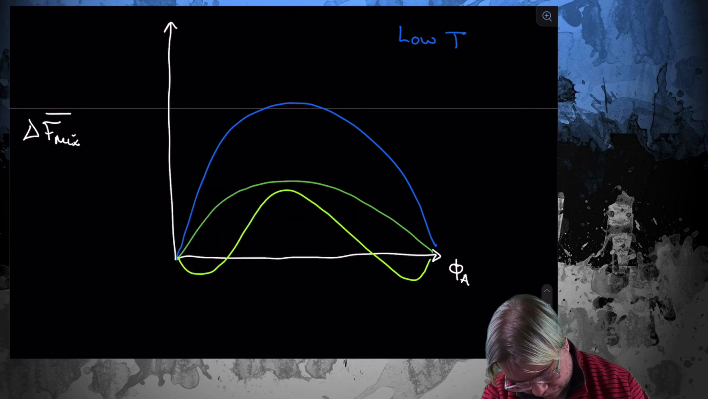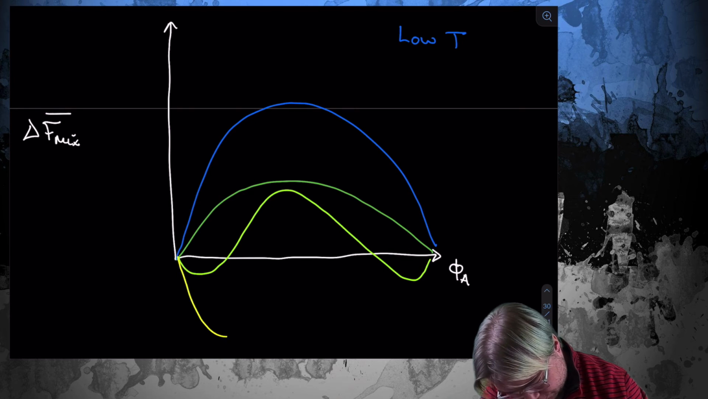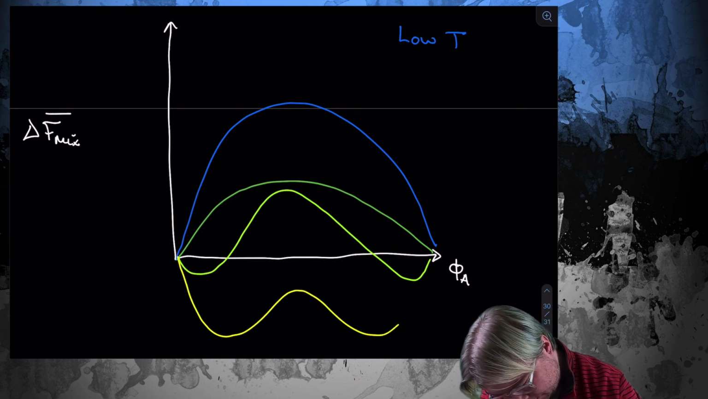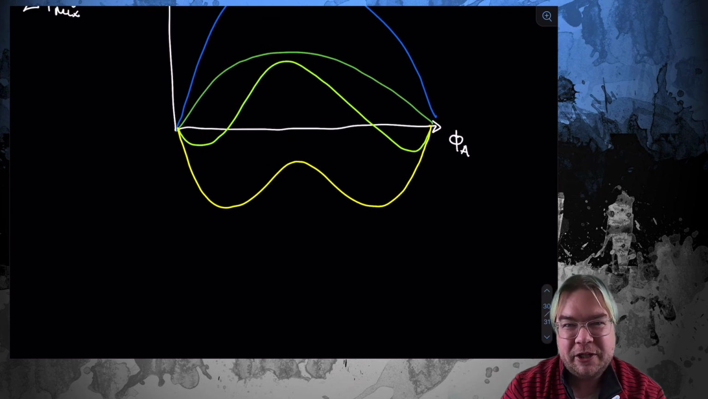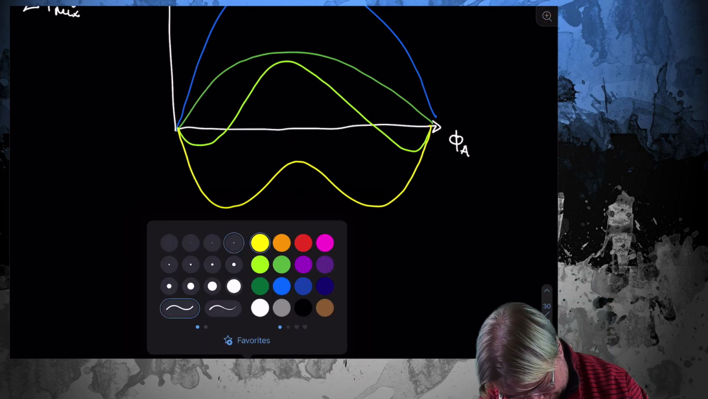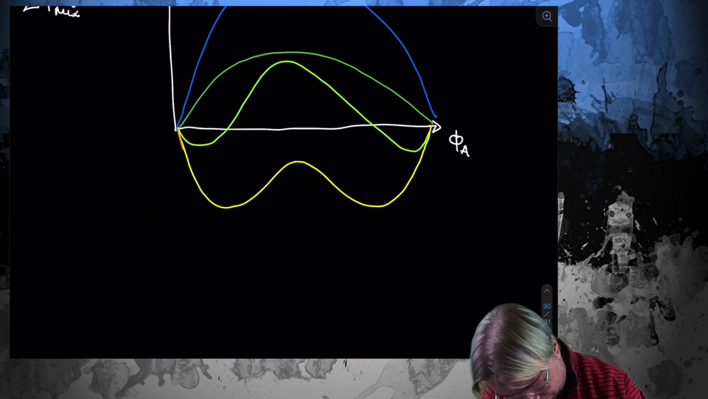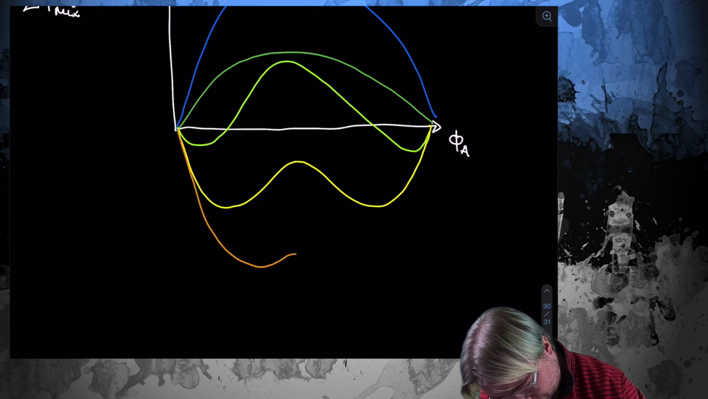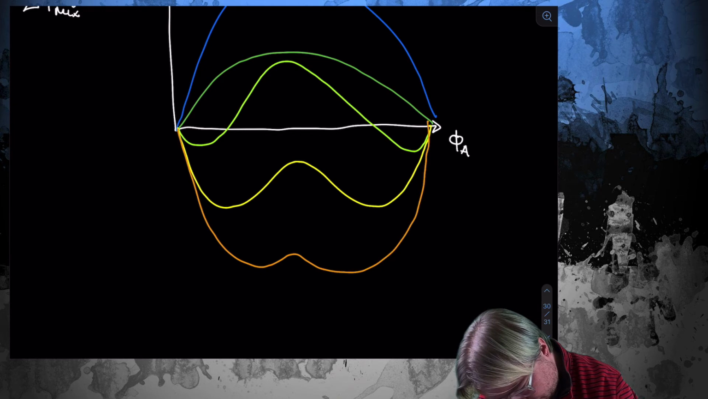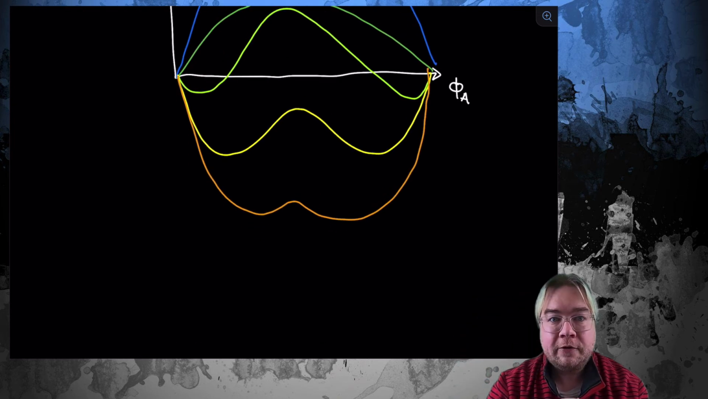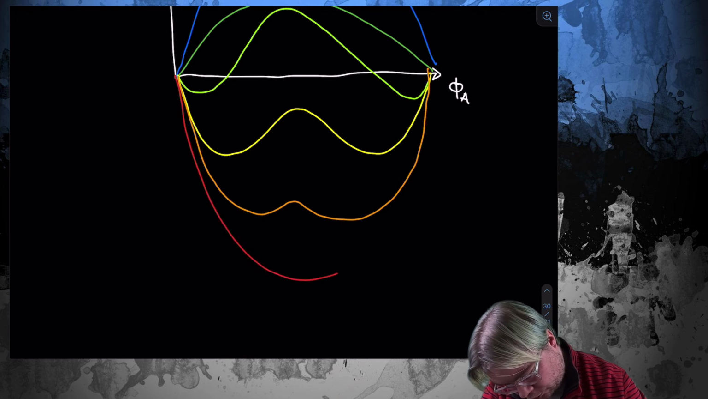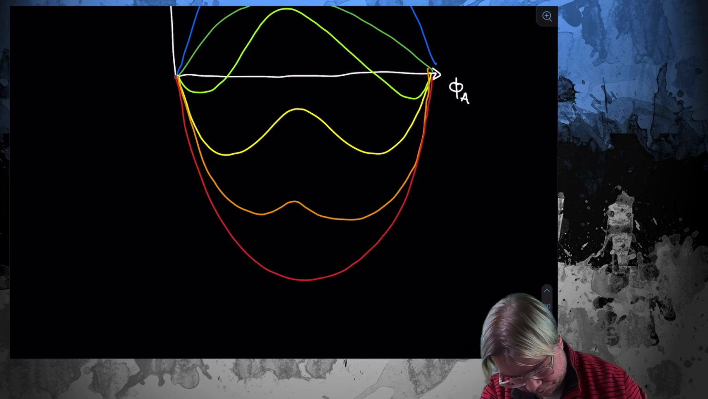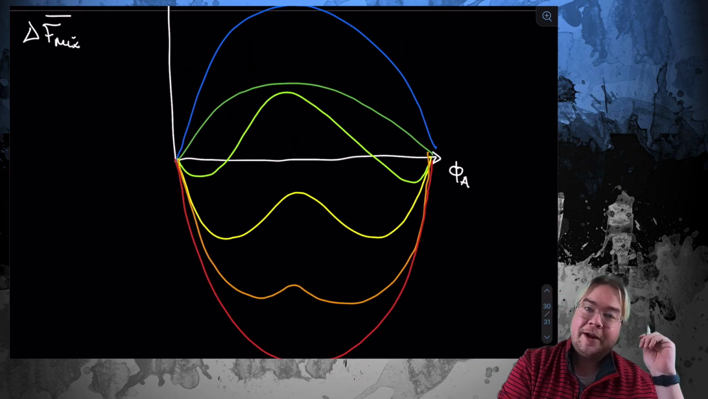Let's increase the temperature a little bit more. So now our free energy might look something like this. So everything might be less than 0, but it still has that kind of W shape to it. And if we increase the temperature a little bit more, eventually we'll have something where we just have a little bump in the middle. And then if we increase the temperature to the highest temperature that we can, we will have a curve that looks like this. So those are all of my free energy curves.